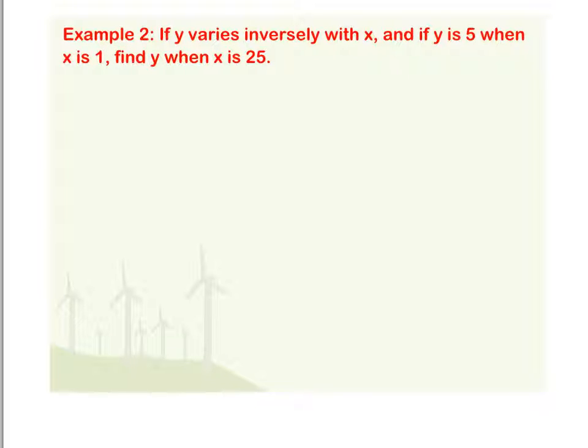Example 2, if y varies inversely with x, and if y is 5 when x is 1, find y when x is 25. Okay, step number 1, decide if it's an inverse proportion or direct proportion. In this case, it's inverse, so we're going to use the formula y equals k over x. Step number 2 is always to find that constant, so we're going to find k, given the second piece of information. So it's when y is 5, x is 1.